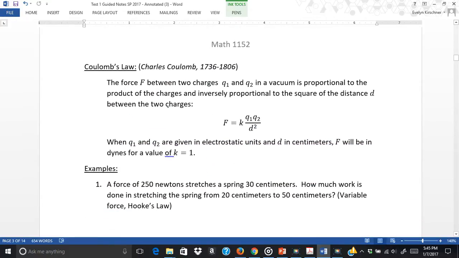And Coulomb's law, where it talks about 2 charges. It has to be in a vacuum, and it's inversely proportional to the square of the distance, and k usually is going to be 1 in this case. So those are the 3 laws. You do need to know them, and you'd be able to use them.